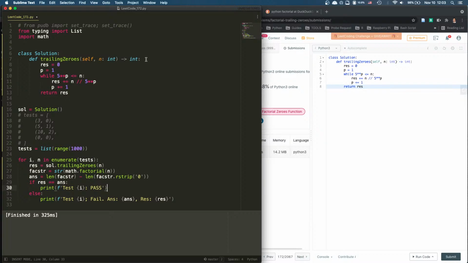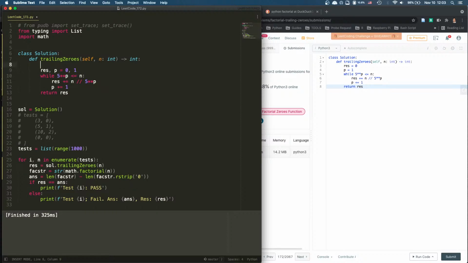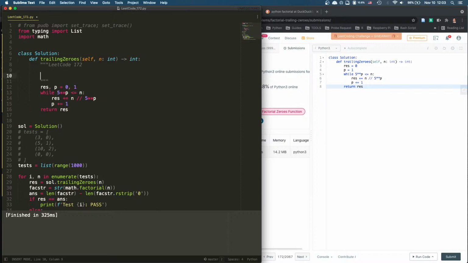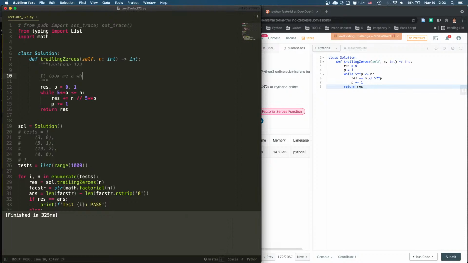All right. So the idea, right? Let's go. All right. So the idea. Okay, LeetCode 172. It took me a while to figure out the trick in this problem.